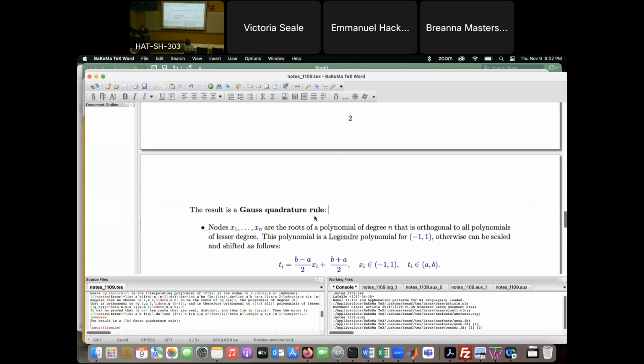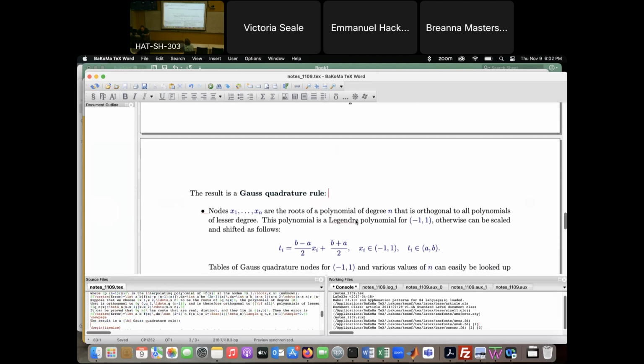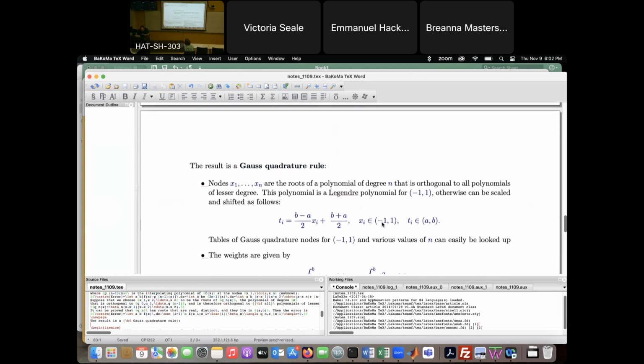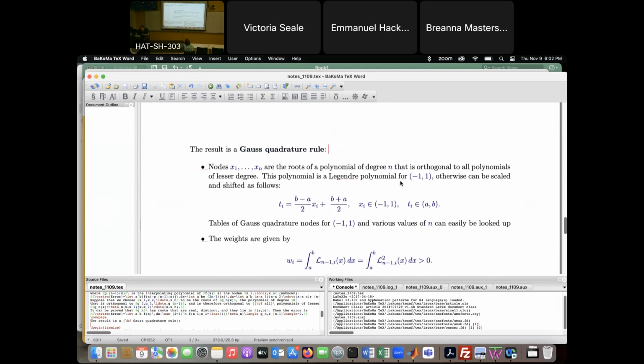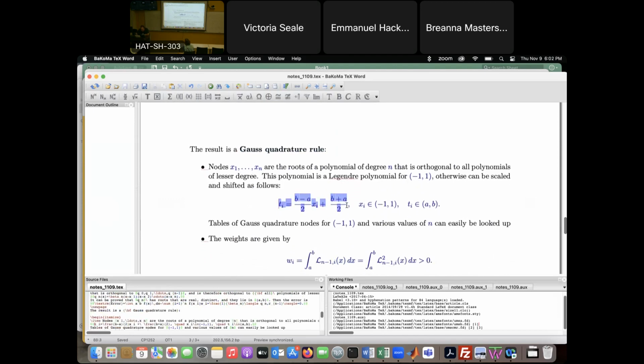Now, if your interval is -1 to 1, then you have Lagrange polynomials. But if you're on a different interval, a to b, you could take the Gauss quadrature nodes and weights for the interval -1 to 1, and you can do a simple linear mapping. So this formula right here takes x values that are in the interval -1 to 1 and does scaling and shifting to map those values into the interval a to b. So you can take your nodes for -1 to 1 and get nodes for a to b just doing this.